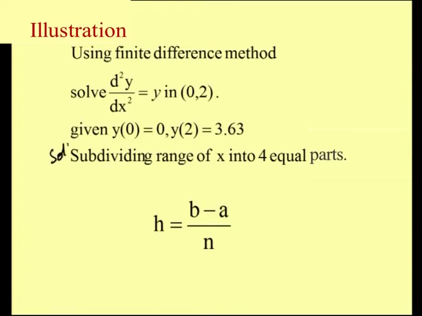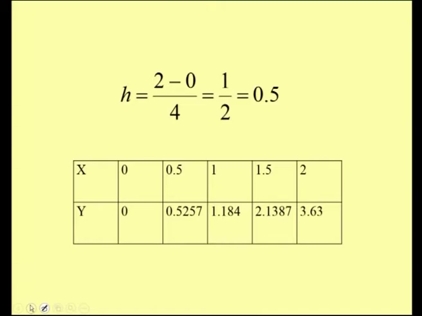Okay. The solution starts here, subdividing the range of x, that is 0, 2, into 4 equal parts. h is equal to b minus a divided by n, and b is 2, so 2 minus 0 divided by 4. We are going to divide it by 4, therefore h is equal to 0.5. When h is equal to 0.5, we have x values as 0, 0.5, 1, 1.5, 2, and the boundary y values are given. This is given and this is given, and the remaining 4 values we are finding out.